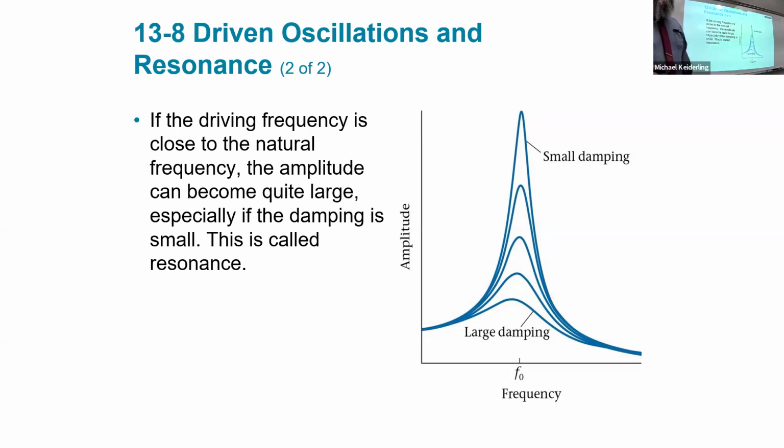Things resonating at their natural frequency is also why when you pluck a guitar string, you get a particular note. When you pluck a string, you send a whole bunch of different frequencies in, but the damping affects frequencies out of resonance much more than frequencies in resonance.